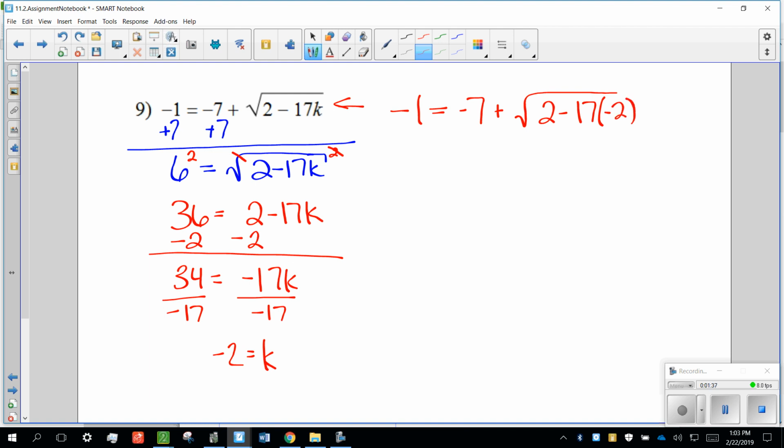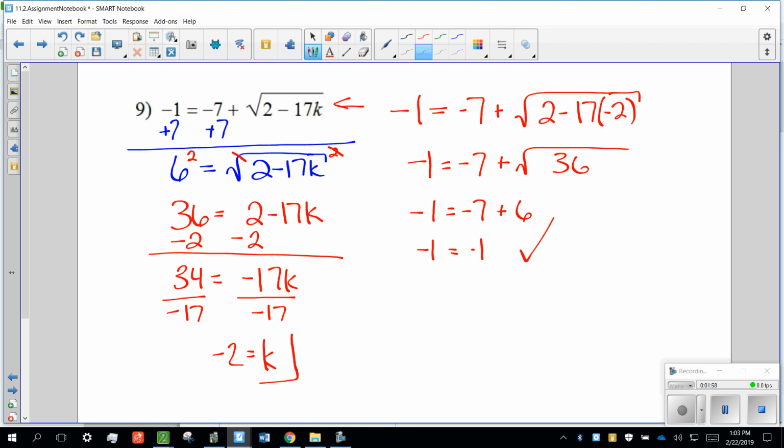So we plug in negative 2 for k. So we have negative 1 equals negative 7 plus the square root of 2 plus 34, which is 36. Negative 1 equals negative 7 plus 6. Is that true? Negative 1 equals negative 1. So k does equal negative 2.